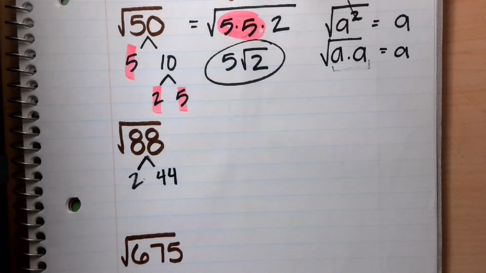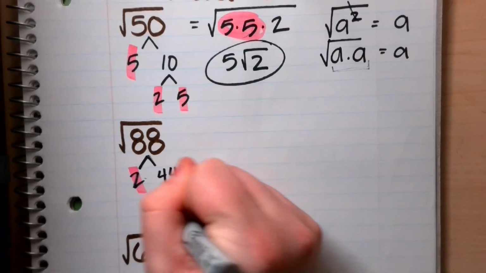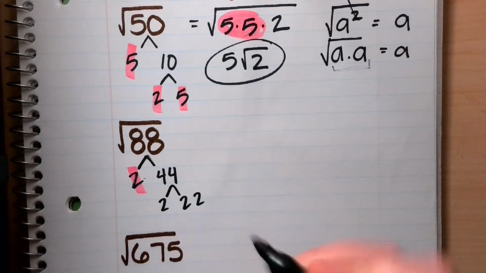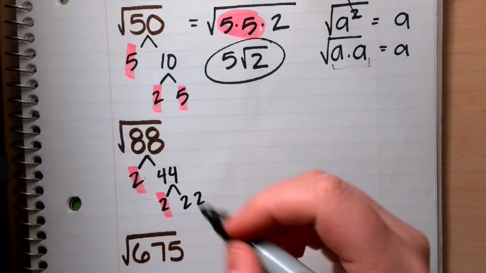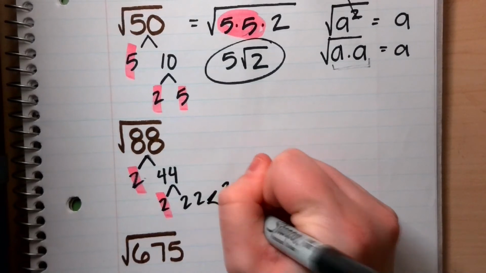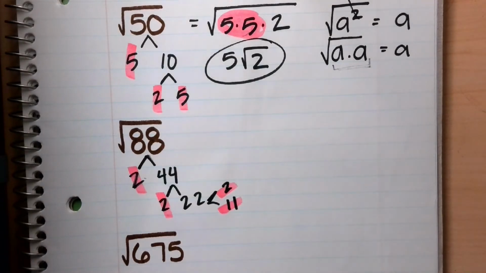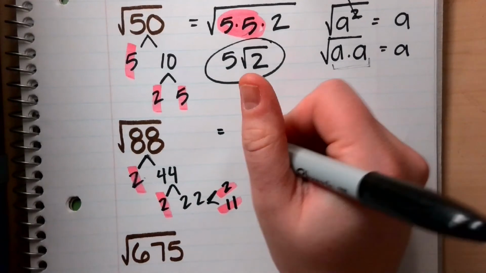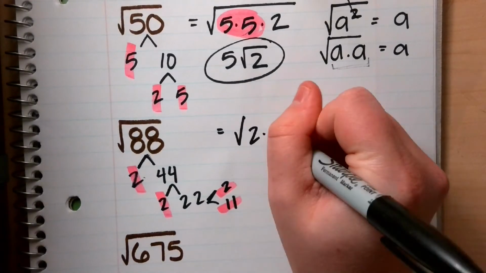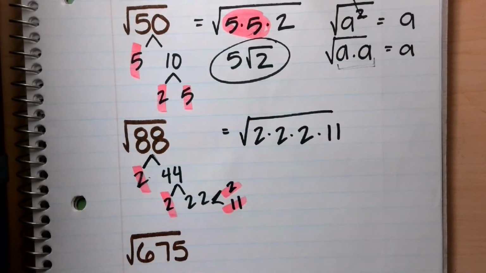We know 2 is a prime number, so let's go ahead and highlight that one. 44, we can divide that by 2 again. That's going to be 2 and 22. We got that prime number. 22 can break down into 2 and 11. Both of these are going to be prime numbers. So we are going to rewrite the square root of 88 as the square root of 2 times 2 times 2 times 11. Our next step is to make our groups of 2, since we're dealing with the square root.